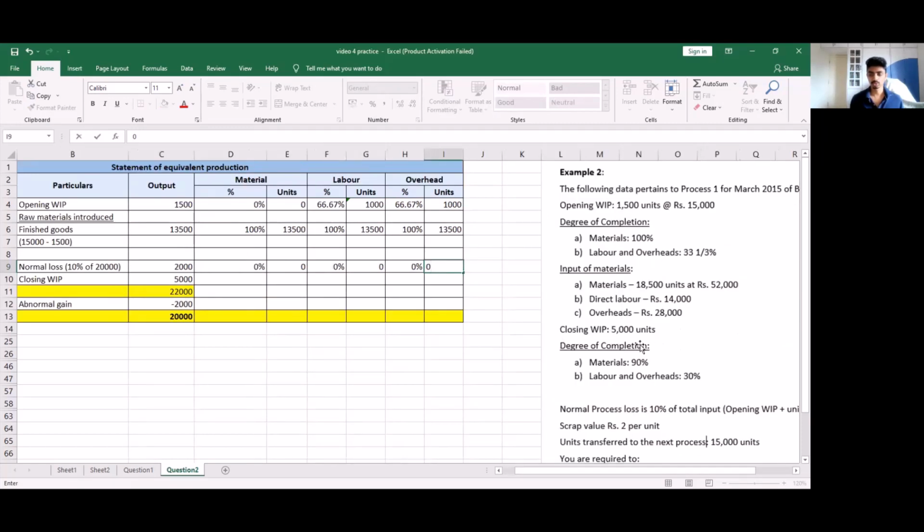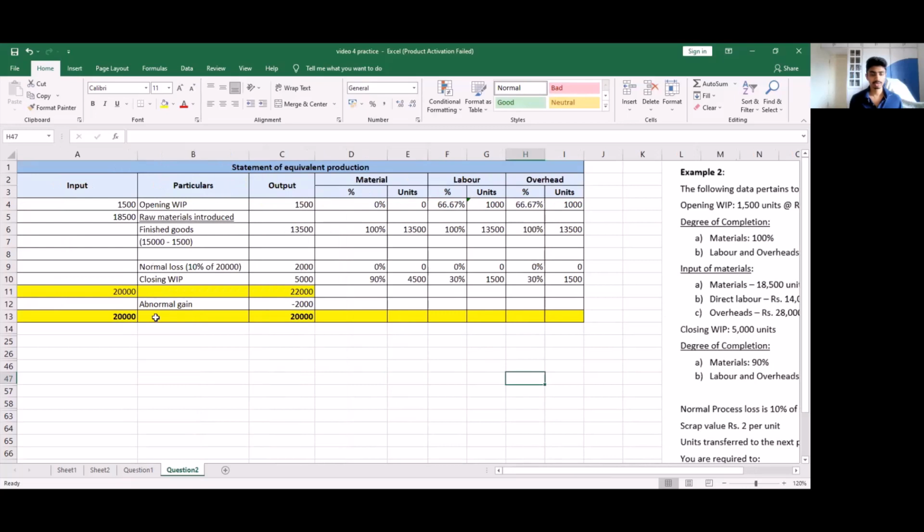For closing work in progress, we have been given the degree of completion for materials as 90%. So 90% of the work is being done this year. So we write 90, and 90% of 5,000 is equal to 4,500. For labor and overheads, we have done 30% of the work. So 30 and 30. So 30% of 5,000 is going to be 1,500. The same will go for overheads.